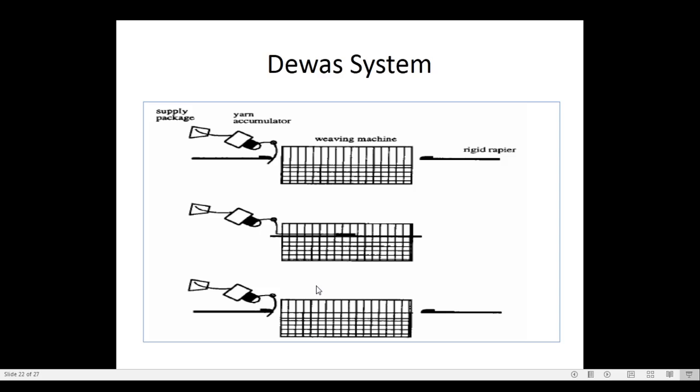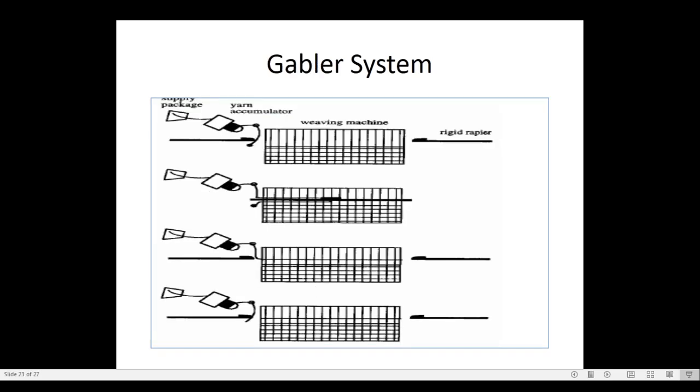So next figures here, Gabler system. The Gabler system is also called hairpin type of system, because it forms a hairpin while inserting the weft. So here is how the passage is. Here the supply package, accumulator, gripper or tensioner, and here the gripper is there, actually at this point. So the weft is held, it is with the gripper, the gripping point is here.